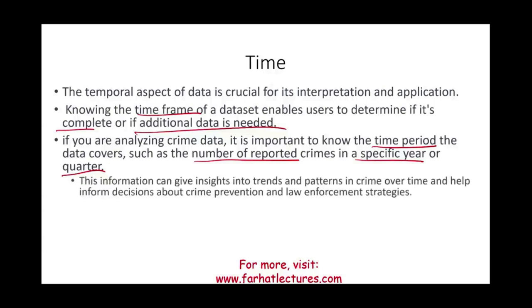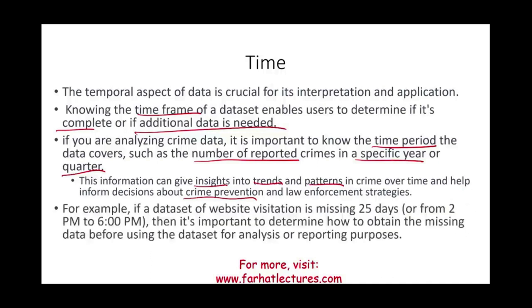Okay, so the information can give an insight into trends and patterns in crime over time and help inform decisions, for example, by law enforcement, about crime prevention and law enforcement strategies. For example, if it's happening from 8 p.m. till 3 a.m., if most of the crimes are reported in this period, then we know we need more police officers or more law enforcement power during that time. For example, if a data set of website visitation is missing 25 days, or the 2 p.m. to 6 p.m. data, then it's important to determine how to obtain the missing data, because that time is important. Okay, so we want to make sure we have the proper time.